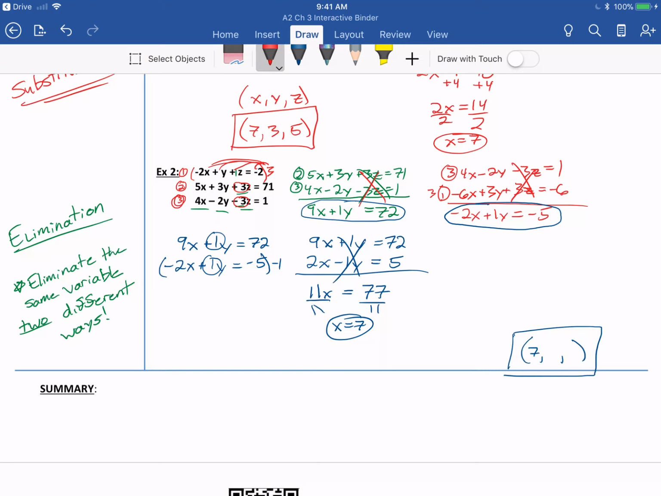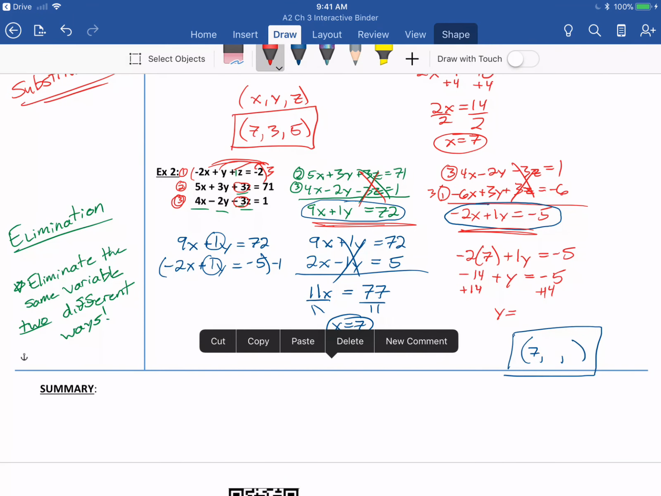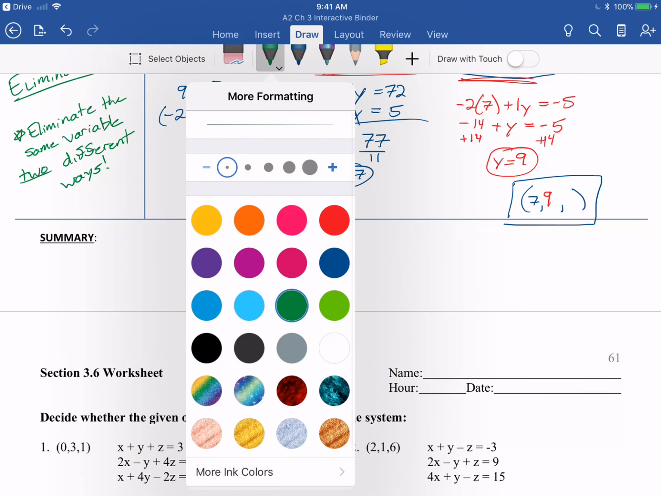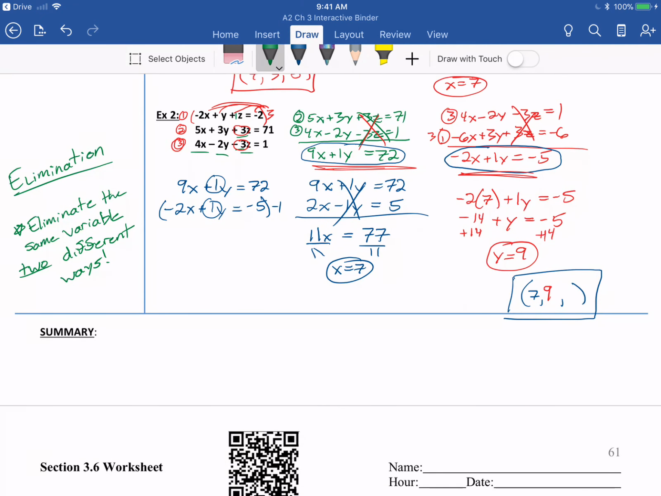So I plug in x = 7. You can plug it into either one of these equations that I have circled up here. So if x is equal to 7, I go -2 times 7 + 1y = -5. This is going to be -14 + y = -5. If I add the 14 over, I get y = 9. And y is equal to 9, so that goes in there. Awesome.